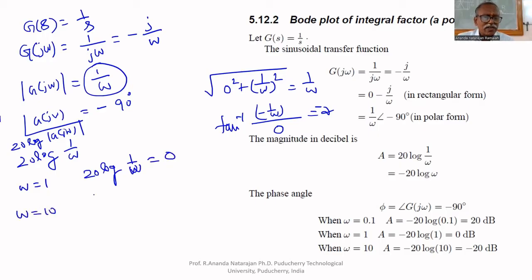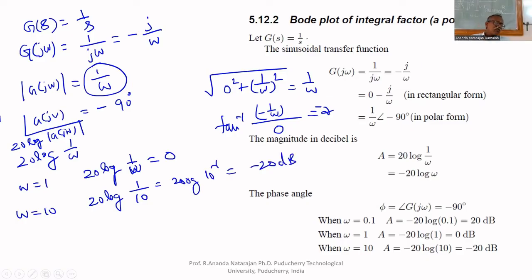Omega equals 10, what will you get? 20 log 1 by 10. That is 20 log 0.1, that is 10 power minus 1. That is equal to minus 20 dB. Am I correct or no? When omega equals 10, 20 log 1 by 10 is 20 log 10 power minus 1. That minus 1 will come here, since any power comes as a product in logarithmic scale. Therefore, minus 20 dB. Log 10 equals 1, log to the base 10 we are using.